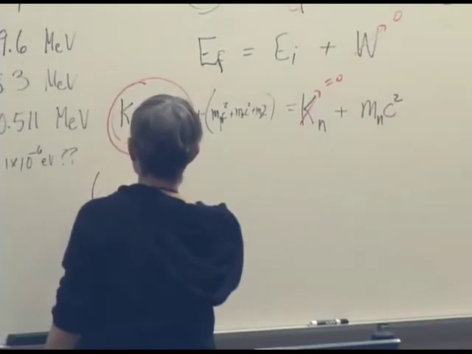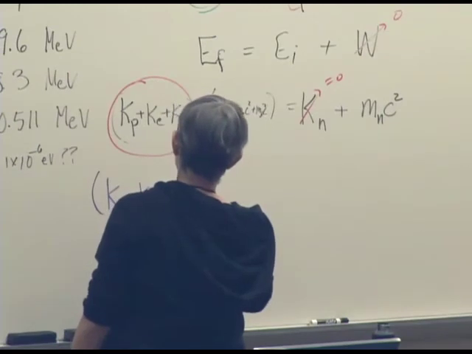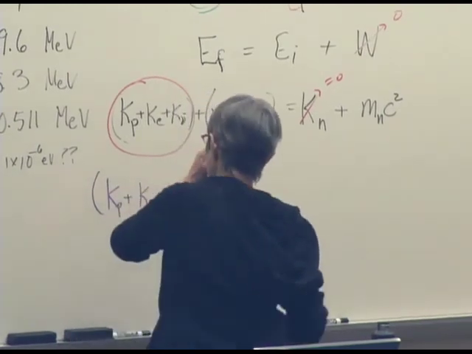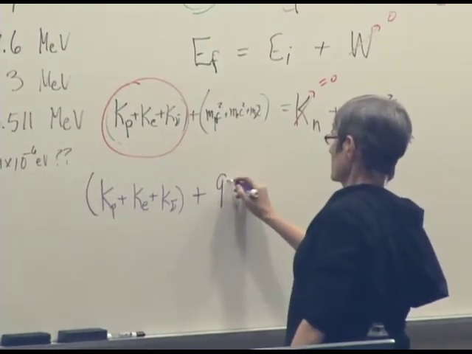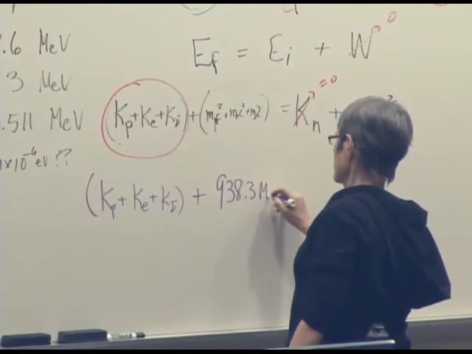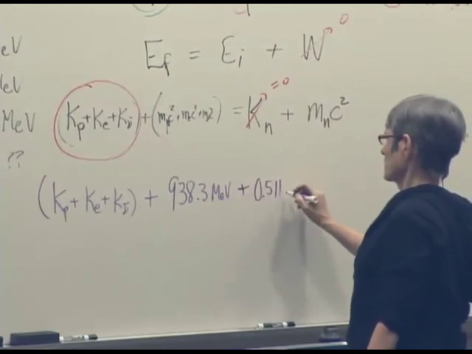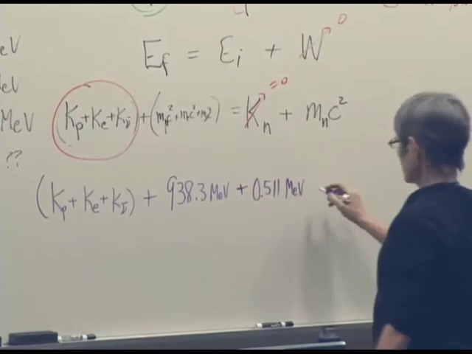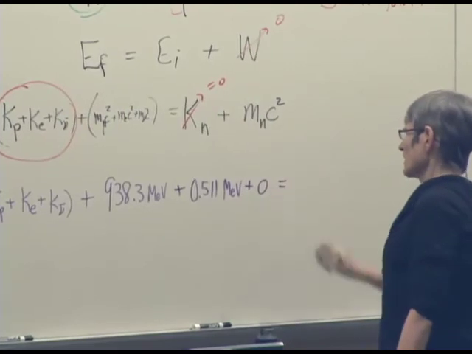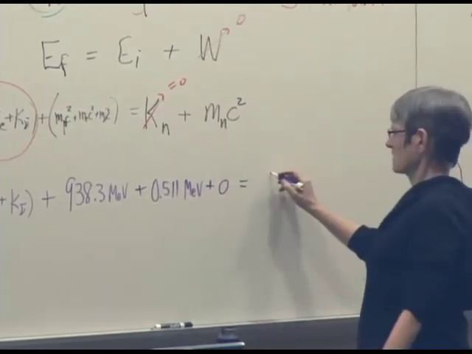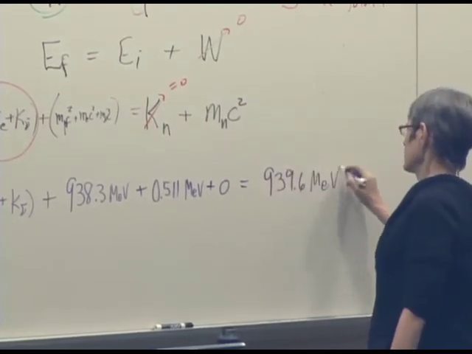So we have the kinetic energy of the proton plus the kinetic energy of the electron plus the kinetic energy of the antineutrino, plus the rest energy of the proton, which is 938.3 MeV, and the electron, which is 0.511 MeV, and the antineutrino, which is approximately 0. And that's going to be equal to the rest energy of the neutron, which turned out to be 939.6 MeV.